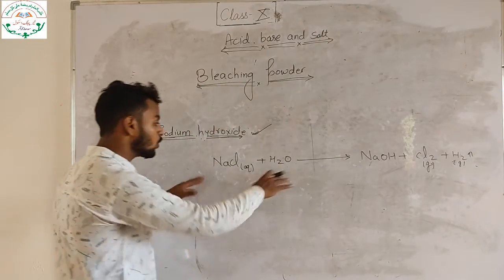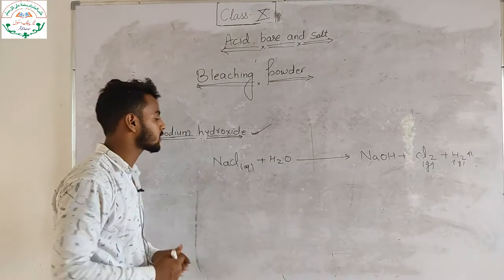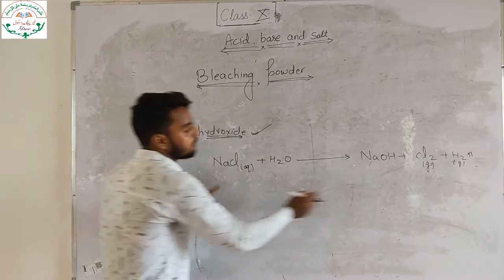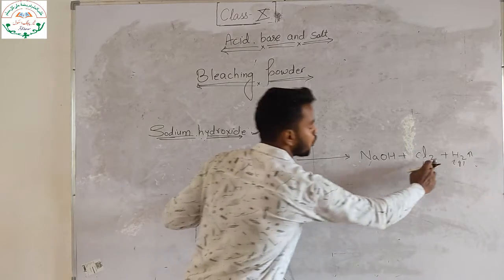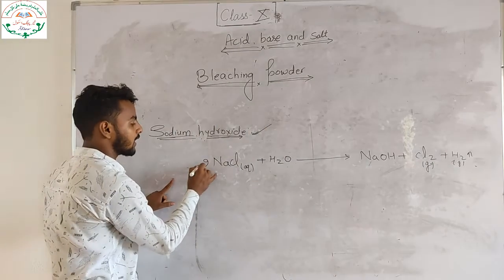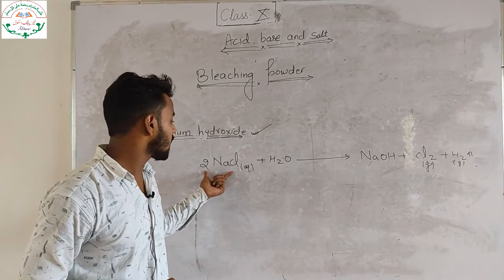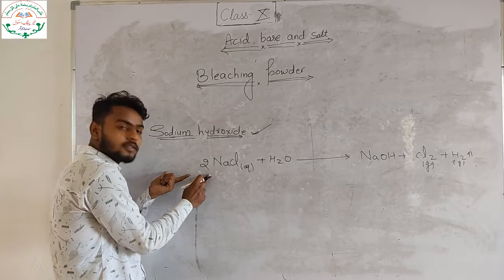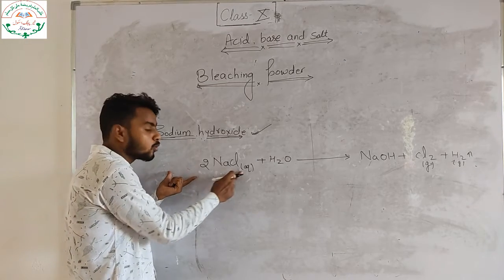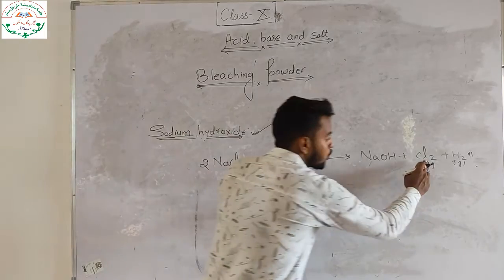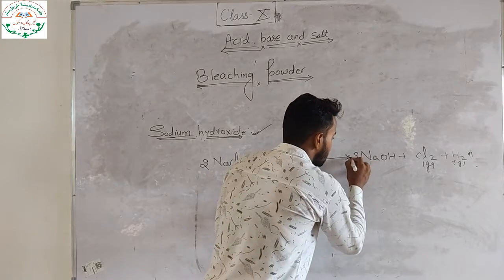Now we are going to balance our reaction. There is one sodium, and the chlorine is one, but there are two chlorine on the other side. Now we are going to multiply by 2. Now there are two sodium and two chlorine, so the chlorine is balanced. Now there are two sodium. Now we are going to multiply by 2.